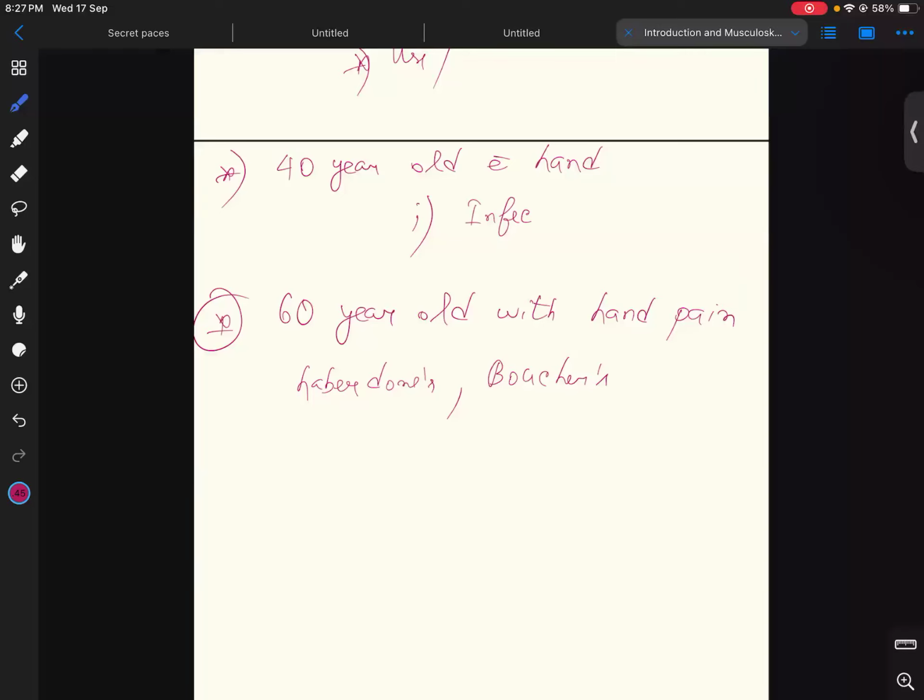Osteoarthritis. Yes, osteoarthritis. These are real exam cases that came in the basis exam. I have collected them over 3 years.